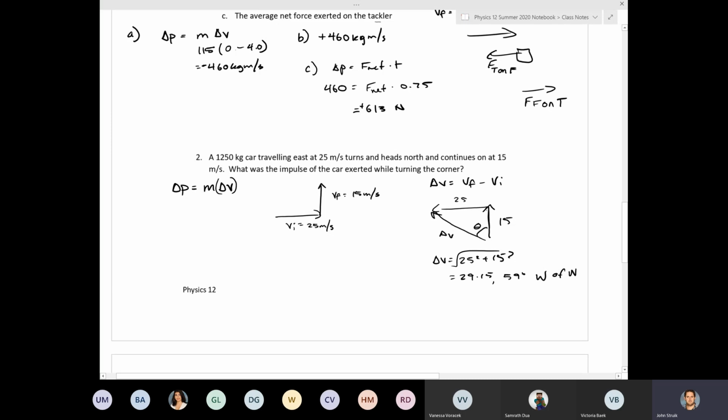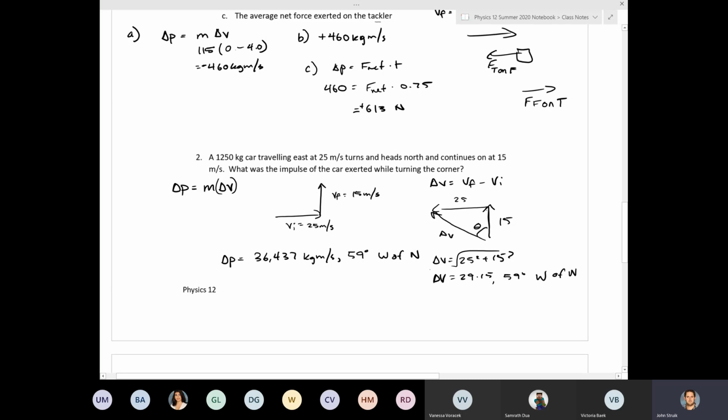Okay, so that's my delta V. And then all I have to do to turn that into a change of momentum is multiply that by my mass. Okay, so my delta V is this right here. So all I need to do is multiply that by 1250. So 1250 times 29.15. And I get delta P, my impulse, is going to be 36,437 kilograms meters per second. And then 59 degrees west of north.